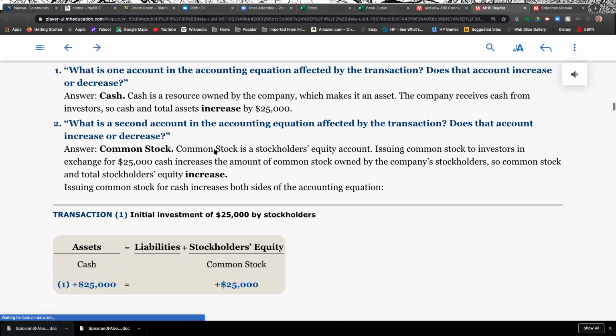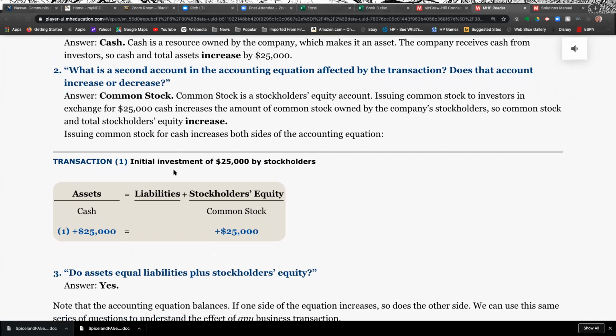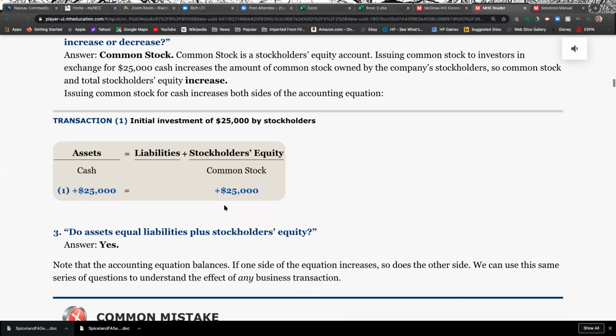So the first transaction they tell us here is that the stockholders invested $25,000. So how does that affect the equation? Well, $25,000 represents cash. Cash is an asset that increased the left-hand side of the equation. Why did we get that cash? Because we gave the stockholders their shares of common stock. Common stock is on the right-hand side of the equation. That increased. Increased the left-hand side, increased the right-hand side.